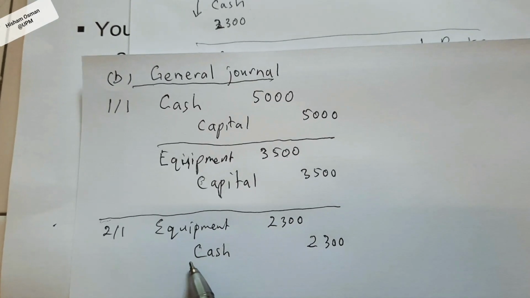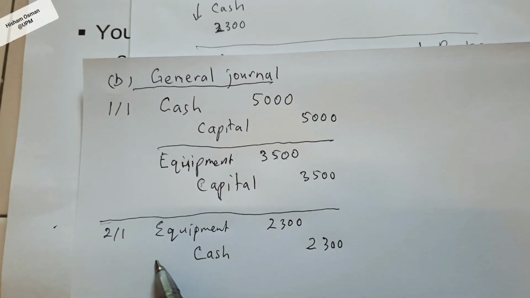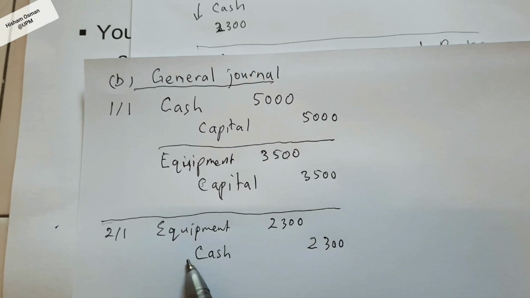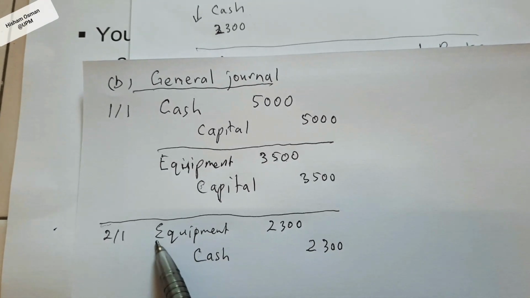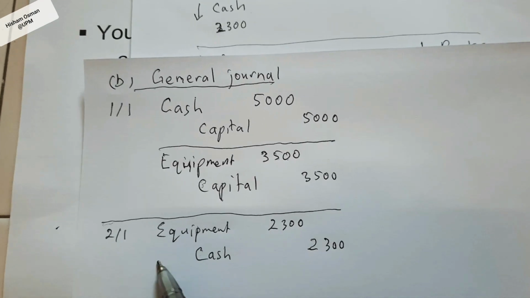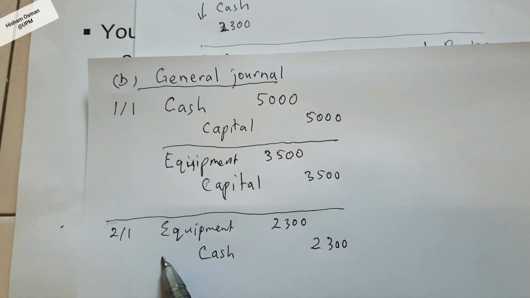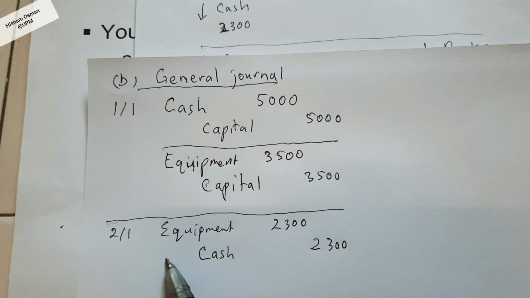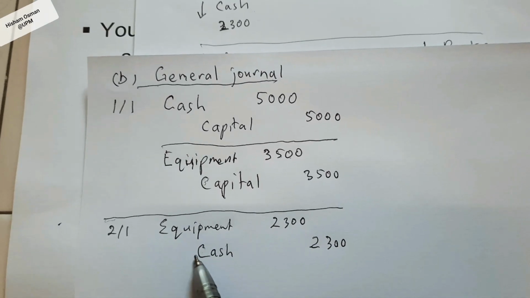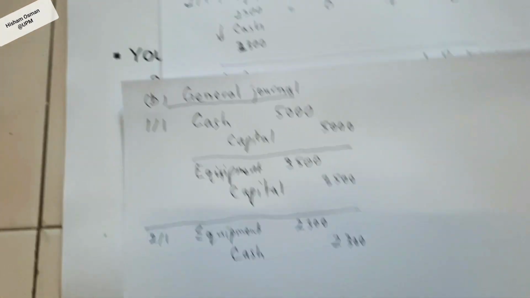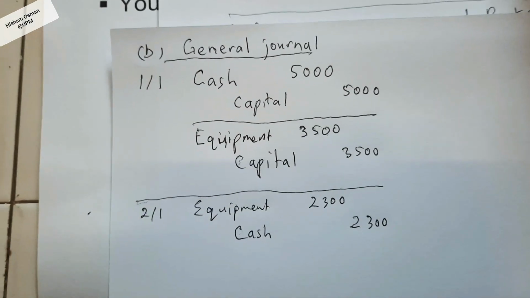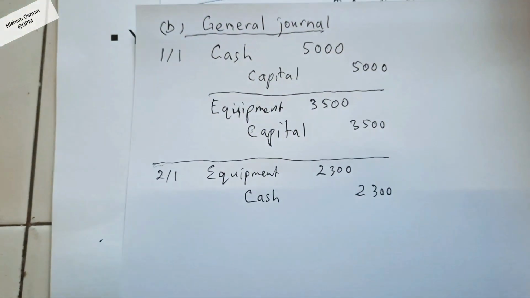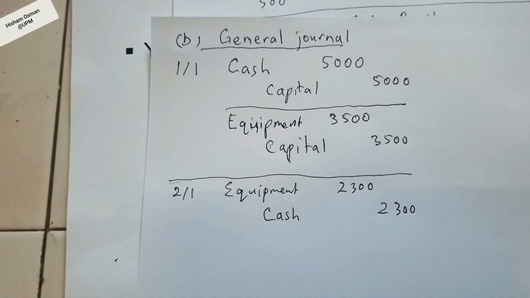When you credit an account, you have to show it a bit on the right side. Okay, you cannot write everything together. For the credit entry, you have to show it a bit on the right side. Okay, that is the first thing that happened on the 2nd of January. And then refer to your analysis again. There is a second thing that happened on the 2nd of January.